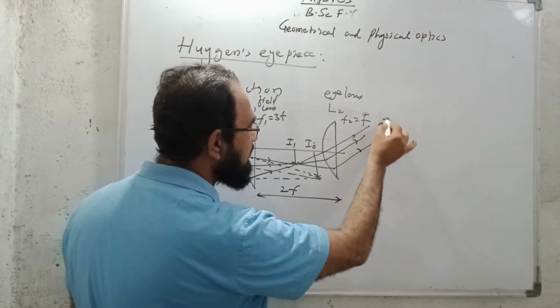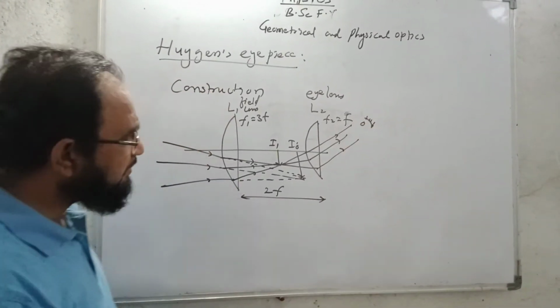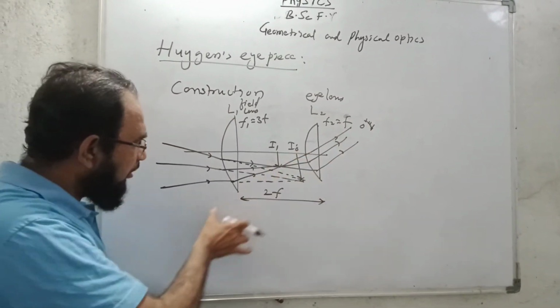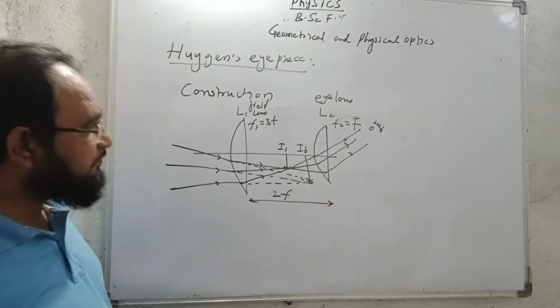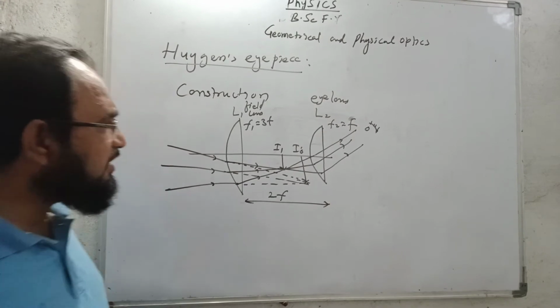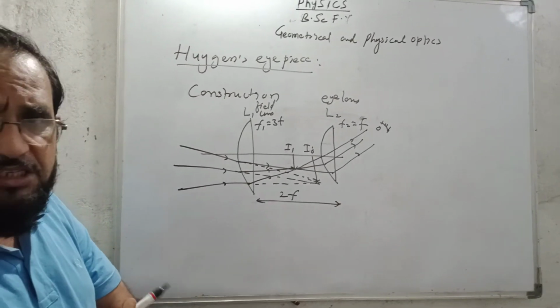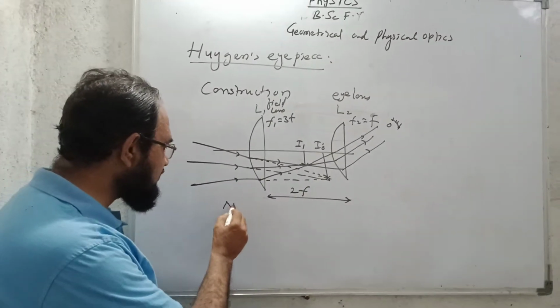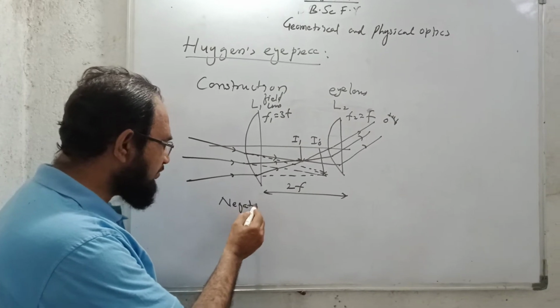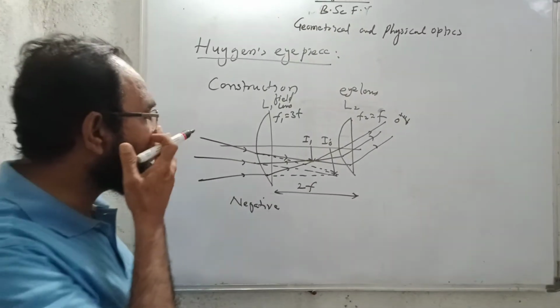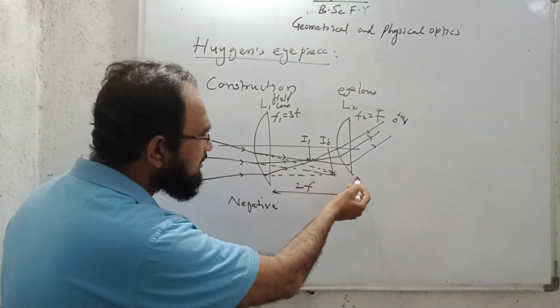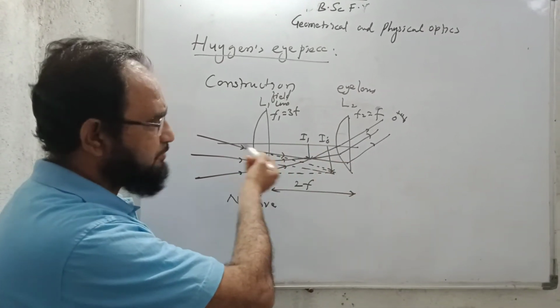Here you can see the image. It means that the image is formed at infinity. Here the image will be a virtual image. Therefore this eyepiece is known as the negative eyepiece, because this lens will see the virtual image of the object.